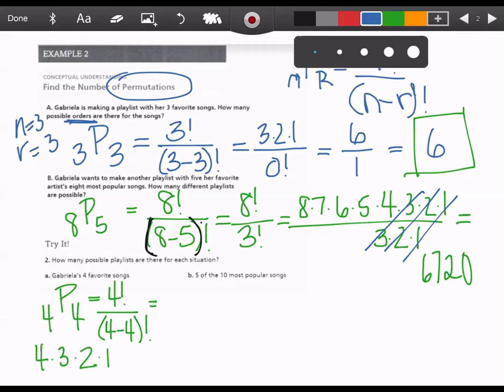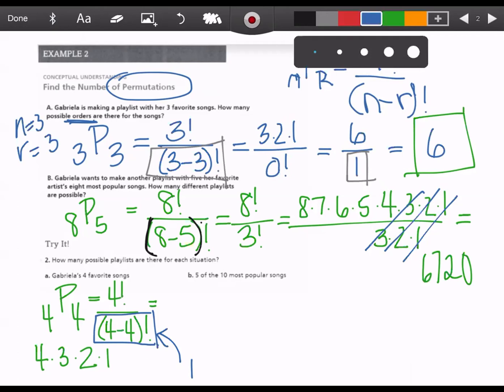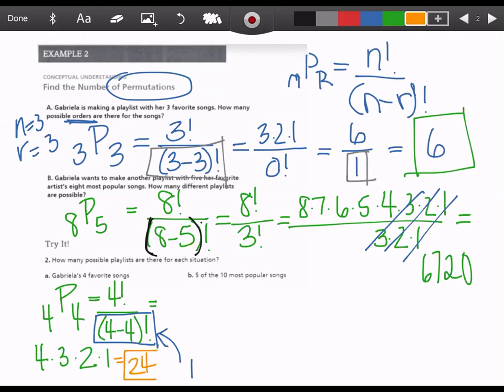We know that the denominator is equal to 1. We know that from up above, because 3 minus 3 factorial is equal to 1. So we can use that here. And if we simplify 4 times 3 times 2 times 1, we get an answer of 24. There are 24 different possible playlists.